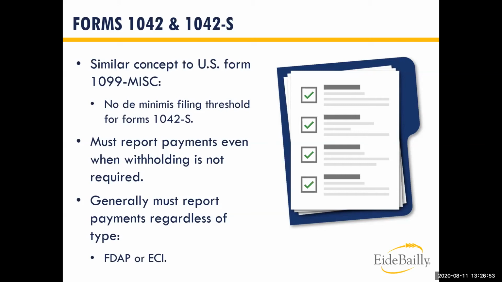However, there's no de minimis filing threshold for these forms, as there is for the 1099. And in addition to this, and this is something that companies often get caught off guard with, even if you are able to take a 0 withholding rate under a treaty, the payment still needs to be reported on this form. And also, it is applicable to both the FDAP and the ECI payments.